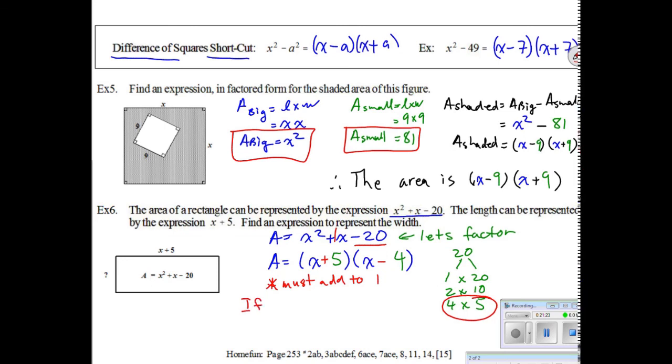So here is our length and width, right? The length is equal to x plus 5, which means the width is equal to x minus 4. And guess what? We're done. That's it.